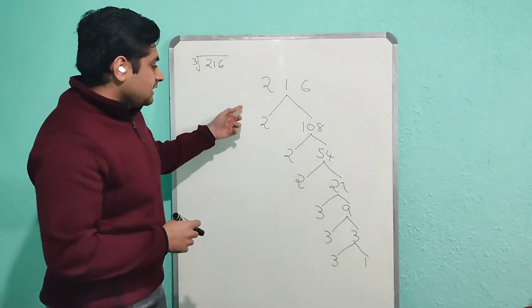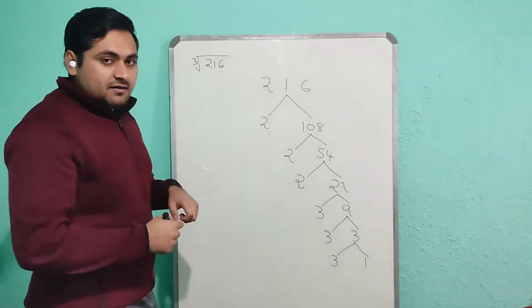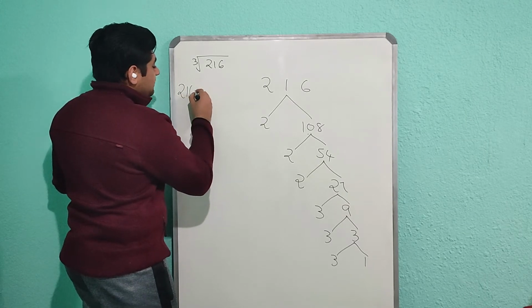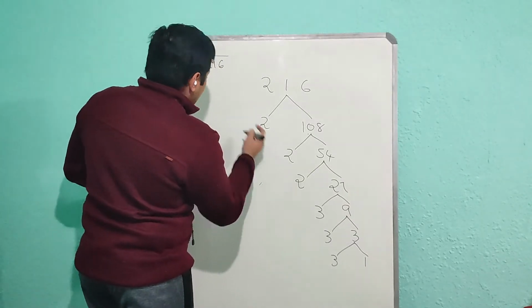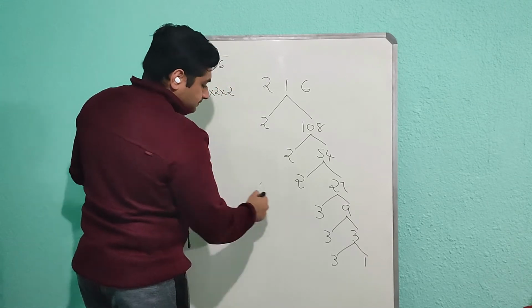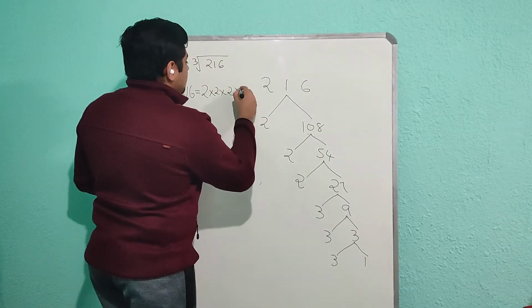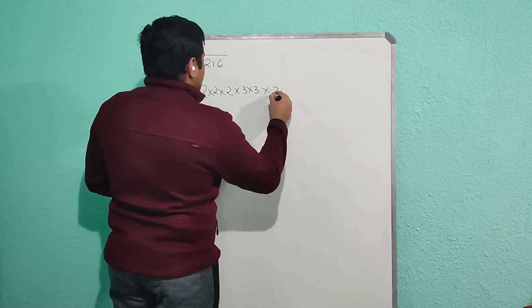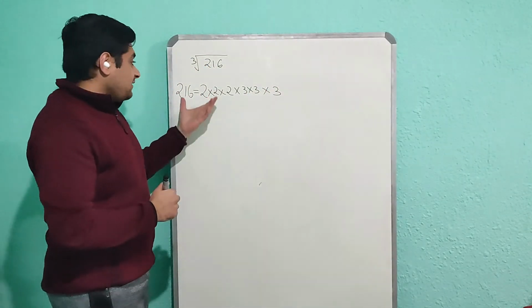So what are our prime factors? Everything on the left are our prime factors. So what are the prime factors of 216? Prime factors of 216 are 2 times 2 times 2, and 3 times 3 times 3. So we know our prime factors are this.